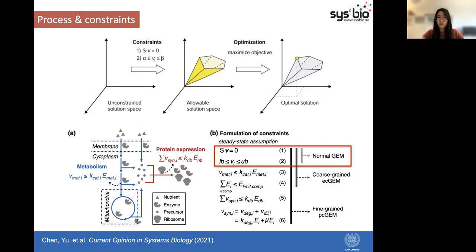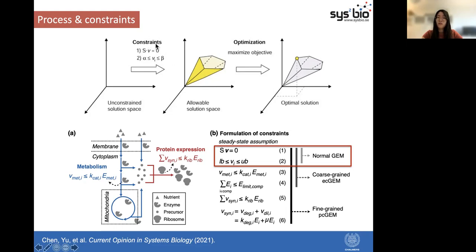Then I will start to talk about the development in another direction, which is process coverage and constraints coverage. So let's start with what the constraints are. If we don't constrain the model, it will have an unconstrained solution space. It means that every reaction can operate at any rate the model wants. And if we want the model to have a solution close to the real solution, then we need to add certain constraints.